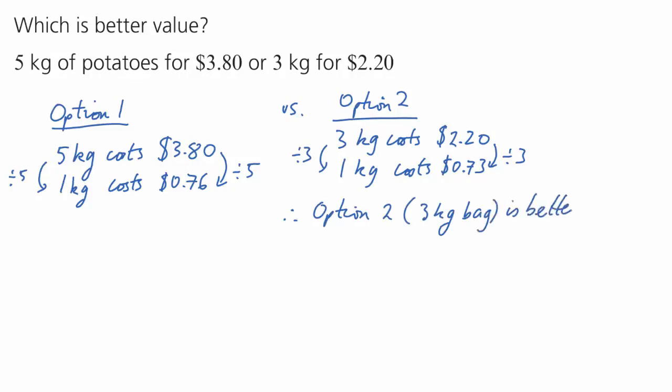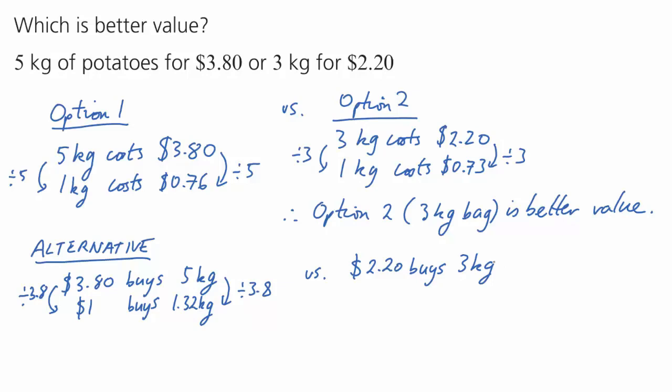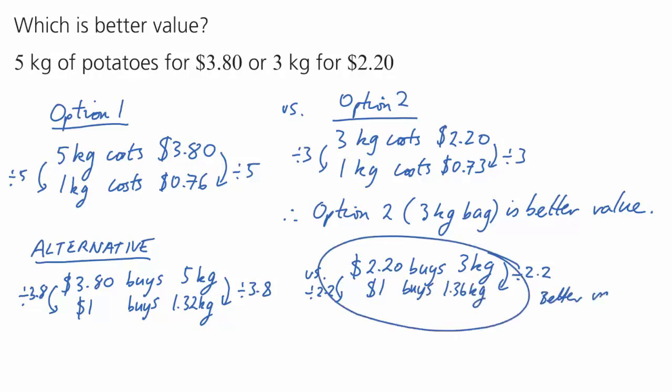An alternative method to this is we could work out how much $1 would buy you in both of these cases. So looking again at option 1, we've been told that $3.80 buys 5 kilograms. So let's divide both sides by 3.8. Option 2, $2.20 buys 3 kilograms. So dividing by 2.2. Option 2, for $1 we get more potatoes. Therefore, option 2, the 3 kilogram bag, is better value.